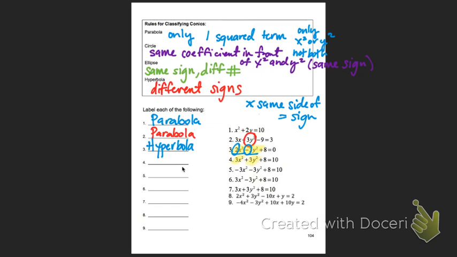Because it has the same coefficient, +3 and +3. Good. X squared and y squared. Okay, what about number 5? Circle. Because they're both -3, -3. Obviously. What about number 6? Because they are different signs.